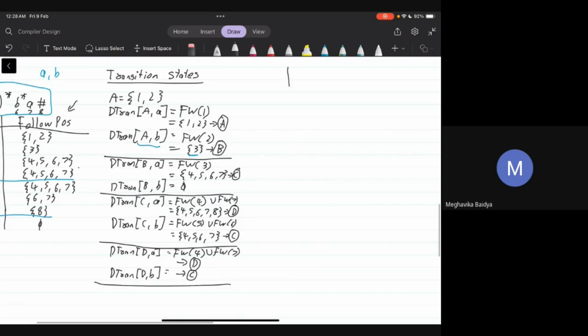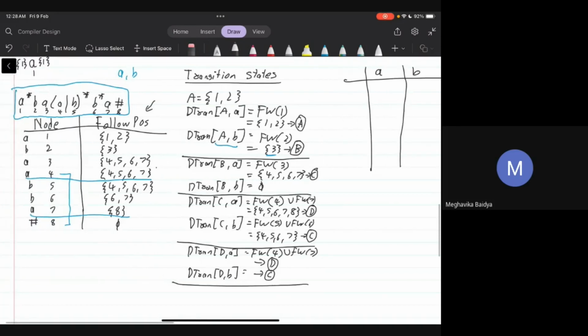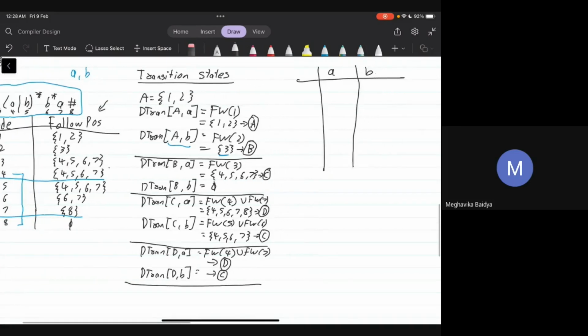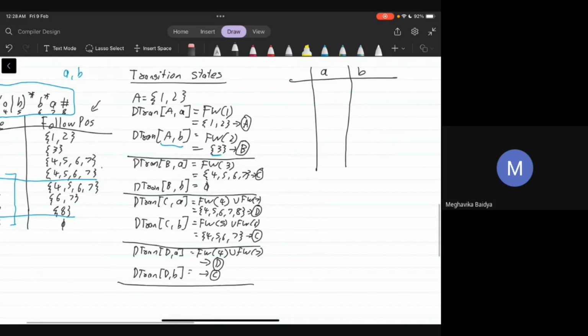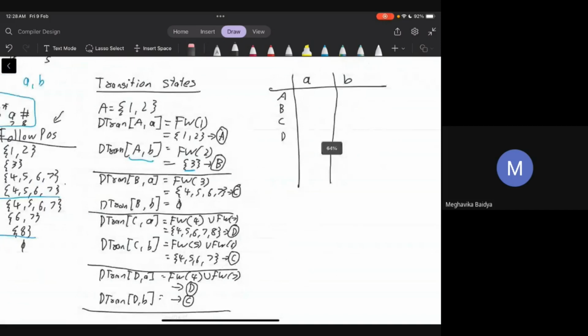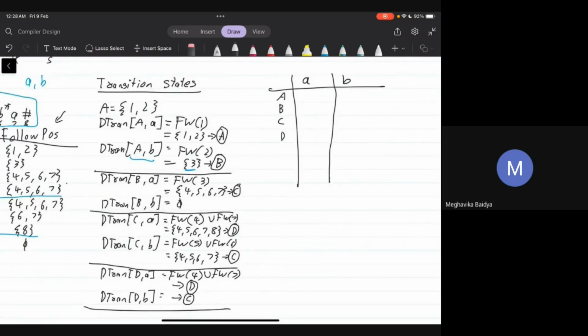How you do this is write a table. You write the states here, and you write the input symbols here, A and B. So A and B are the input symbols, and you write all the states that we got: A, B, C, D. If there were more than two characters, then we would have had to do it for A, B, C, all of these. Yes, got it.